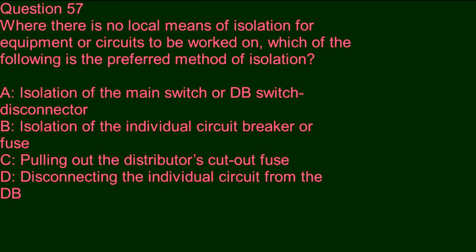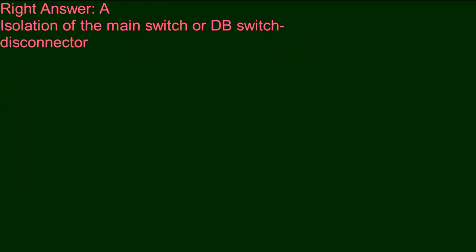Yellow. Question 57. Where there is no local means of isolation for equipment or circuits to be worked on, which of the following is the preferred method of isolation? A. Isolation of the main switch or DB switch disconnector. B. Isolation of the individual circuit breaker or fuse. C. Pulling out the distributor's cutout fuse. D. Disconnecting the individual circuit from their DB. Right answer, A. Isolation of the main switch or DB switch disconnector.